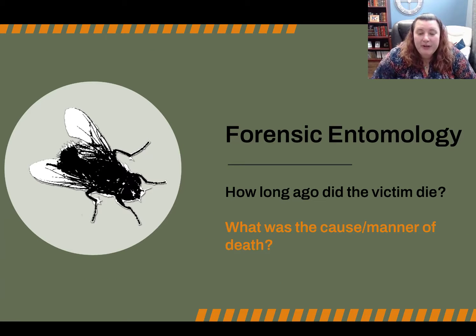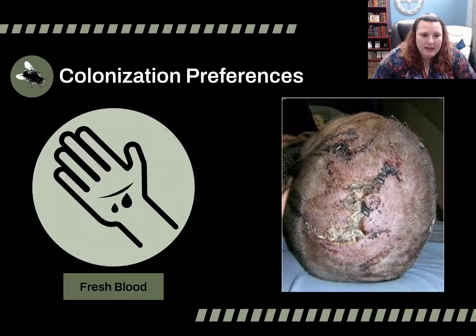In the previous video, we talked about how a forensic entomologist helps identify the post-mortem interval. In this video lecture, I want to focus on that second question, determining the cause and the manner of death. Forensic entomologists can help determine cause and manner of death by using the colonization patterns of insects.